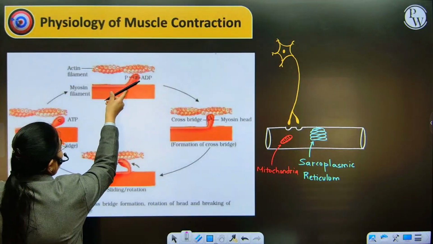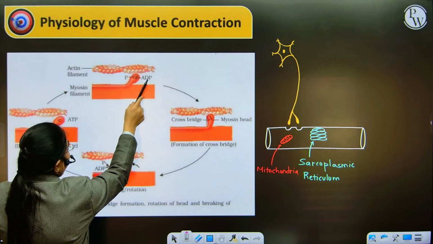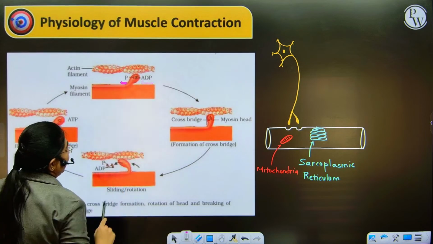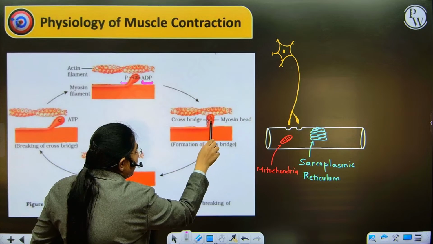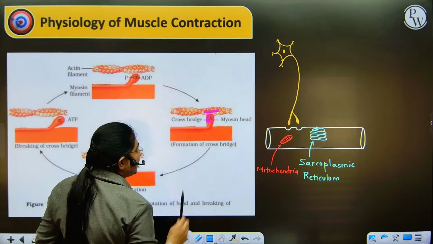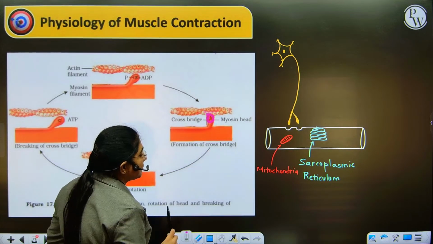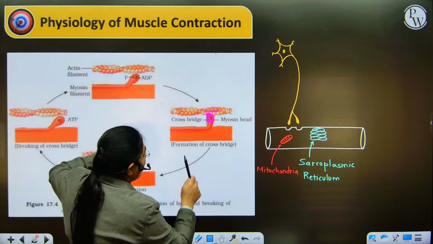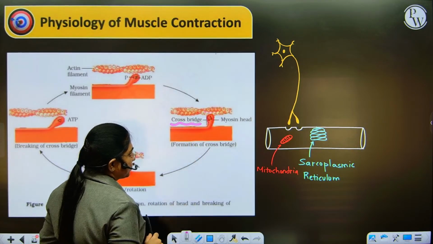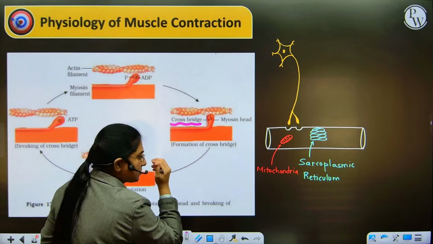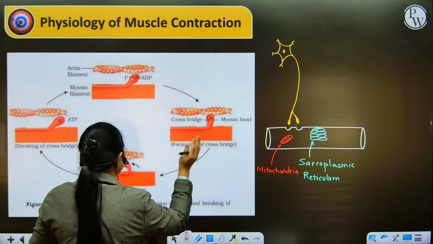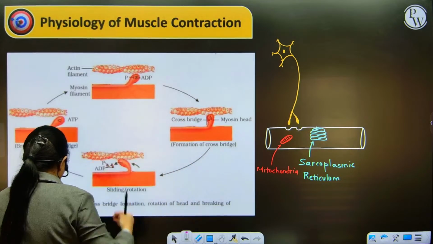Now once that takes place, using the energy, the cross arm takes its position like this. So the cross arm took the energy from ATP because ATP was broken down into ADP and inorganic phosphate, and the meromyosin head now goes and binds with the myosin binding site on the actin, forming what is called the cross bridge. Once the cross bridge is formed, the meromyosin head pivots. This is called pivoting. It rotates. As it rotates, it pulls the actin inwards.